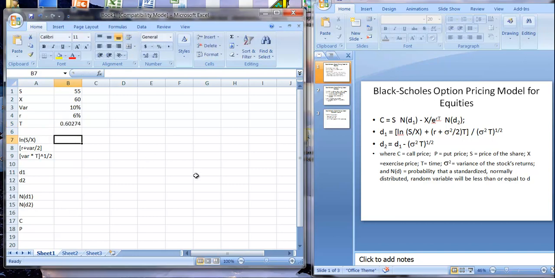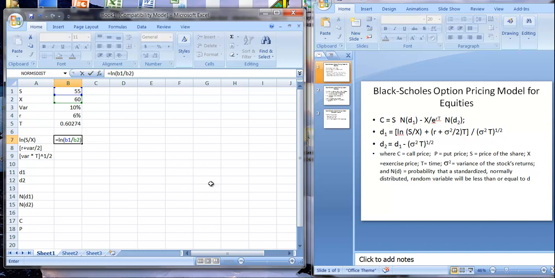Okay, if we want the natural log of S over X, we're putting in a formula, so put in the equal sign, LN, natural log, and we want what's in B1 divided by what's in B2. You want to put this in as formulas. You don't want to put in 55 divided by 60. We want to put in cell B1 over B2, because then we can change the numbers later and see how that affects the value of the call option. So it helps to enhance your intuition.